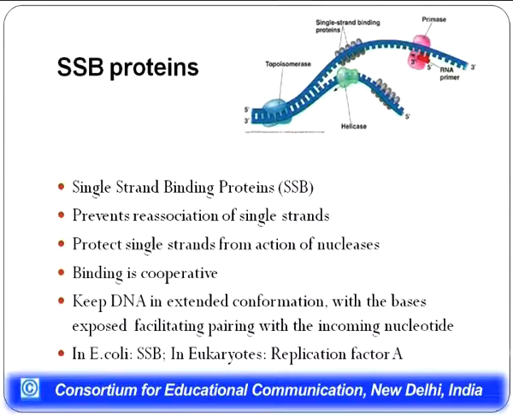The binding of single strand binding proteins is cooperative in action. That means if one SSB protein has bound to a given strand of DNA, then it will facilitate binding of other proteins to that particular strand, eventually leading to coating of the entire strand. The single strand binding proteins help in keeping the DNA strands in extended conformation, so that the bases are exposed whenever there is formation of complementary base pairing with the incoming nucleotides. In E. coli, these proteins are known as SSB, whereas in eukaryotes these are termed as replication factor A, and there is a large family of these proteins.